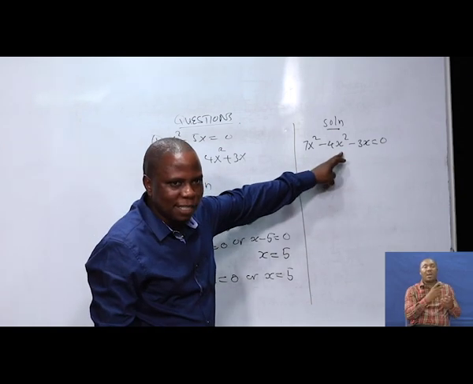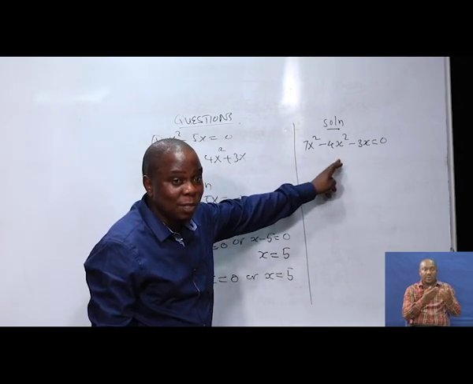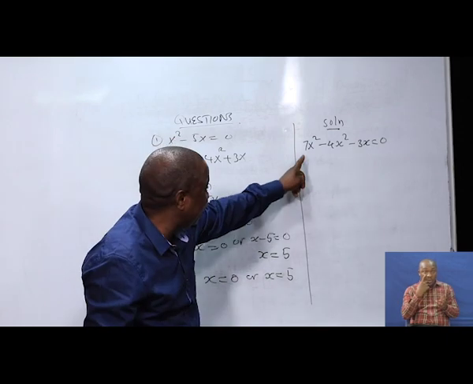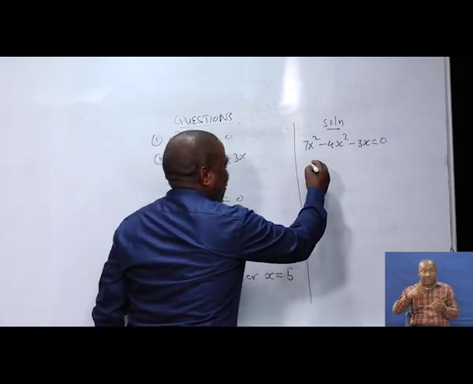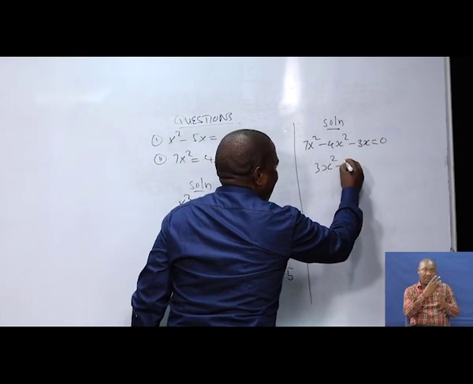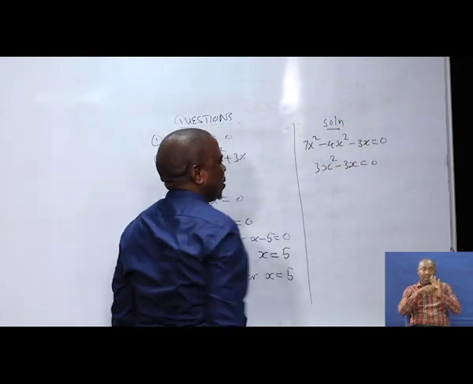7x squared and 4x squared, they are like terms. So subtract. How do we subtract? It is only the coefficient. The x squared remains as it is. So you will have 3x squared minus 3x is equal to 0.